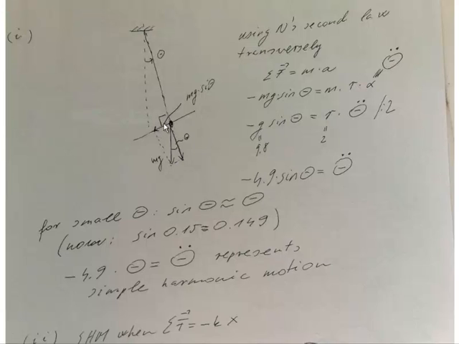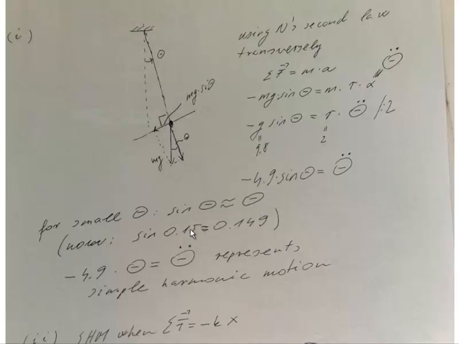This is the force, and this is alpha, angular acceleration. It's the second derivative of theta. We can divide by m, we get this equation, and divide by 2, we get this equation, and we know that for small theta, sine theta is equal to theta.